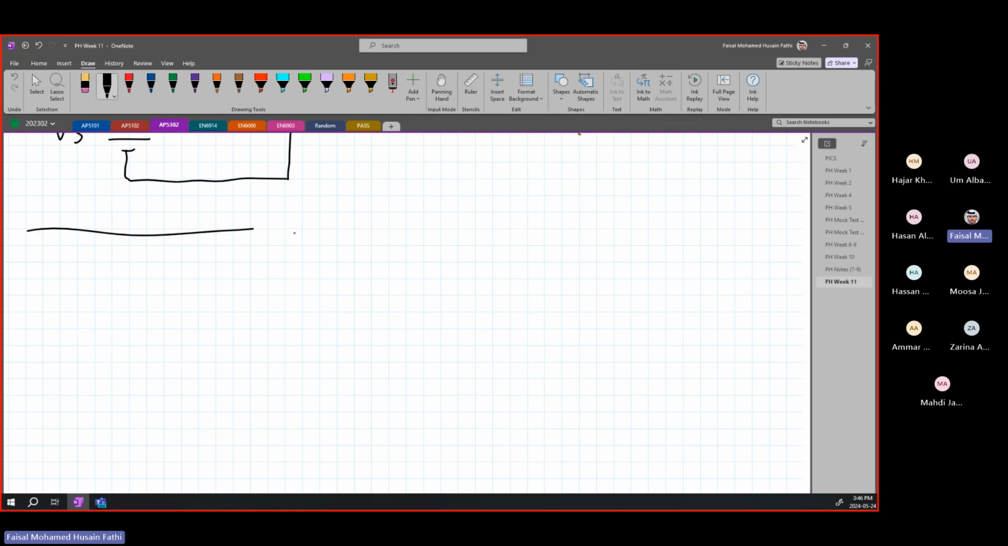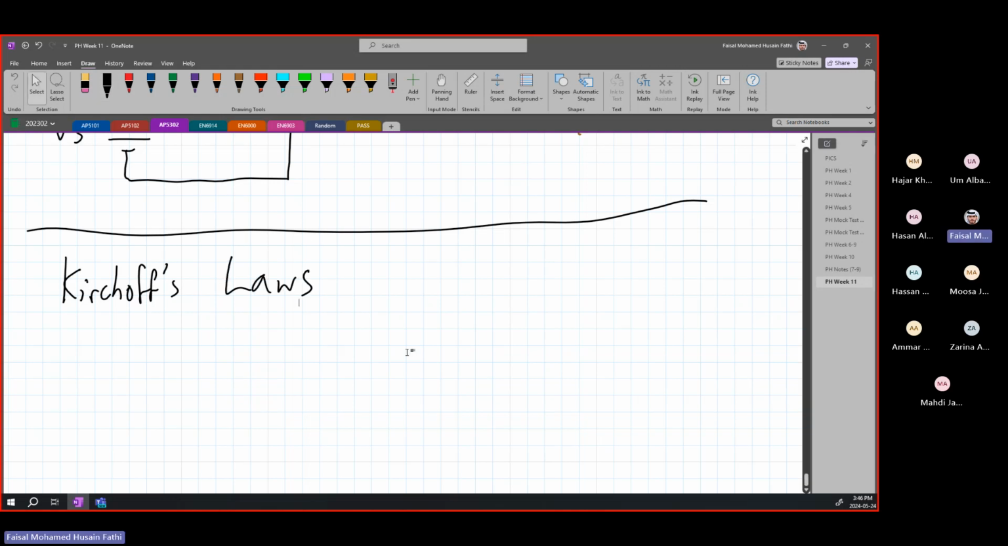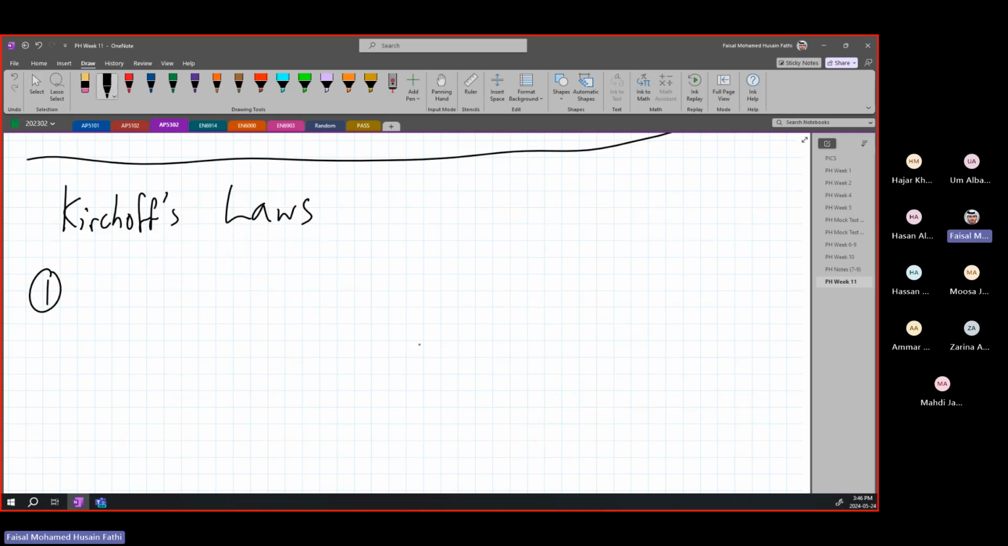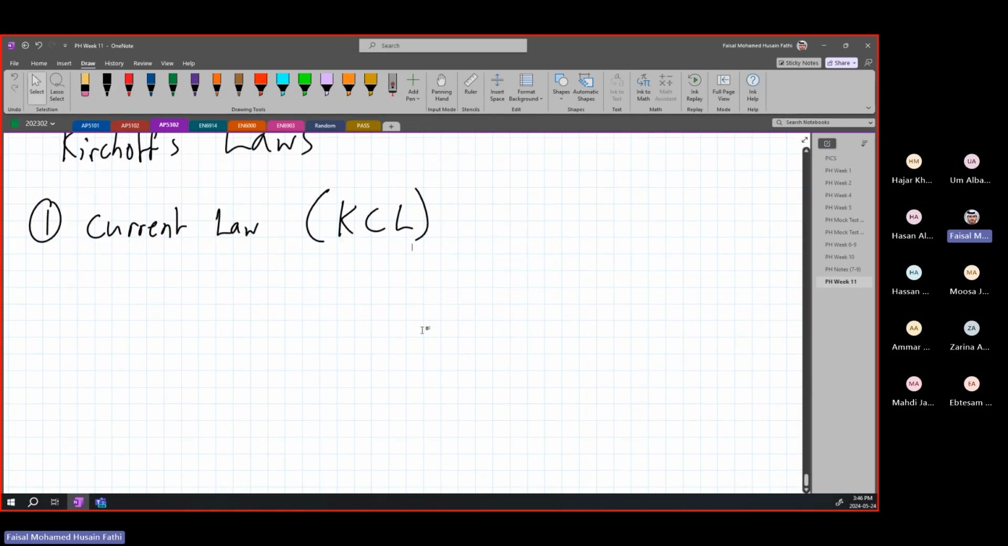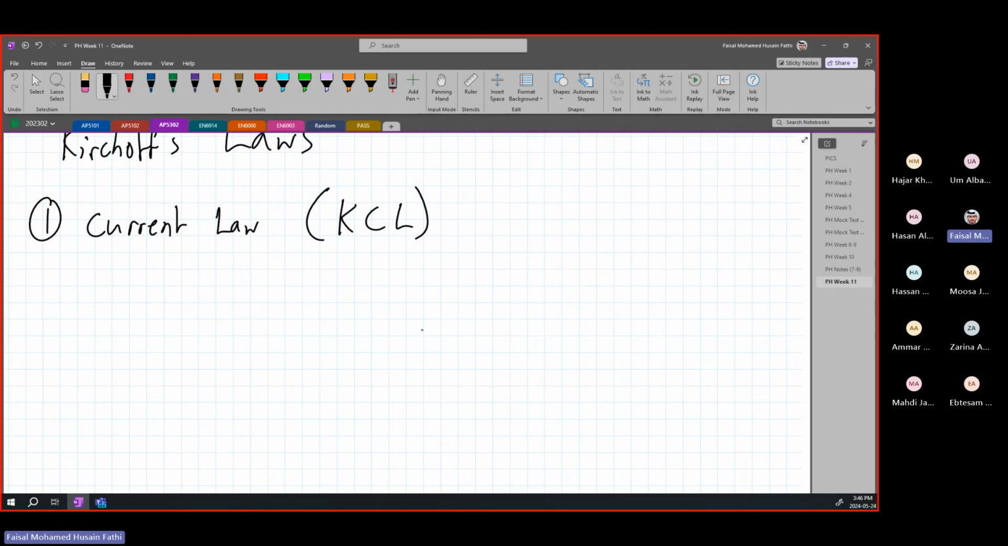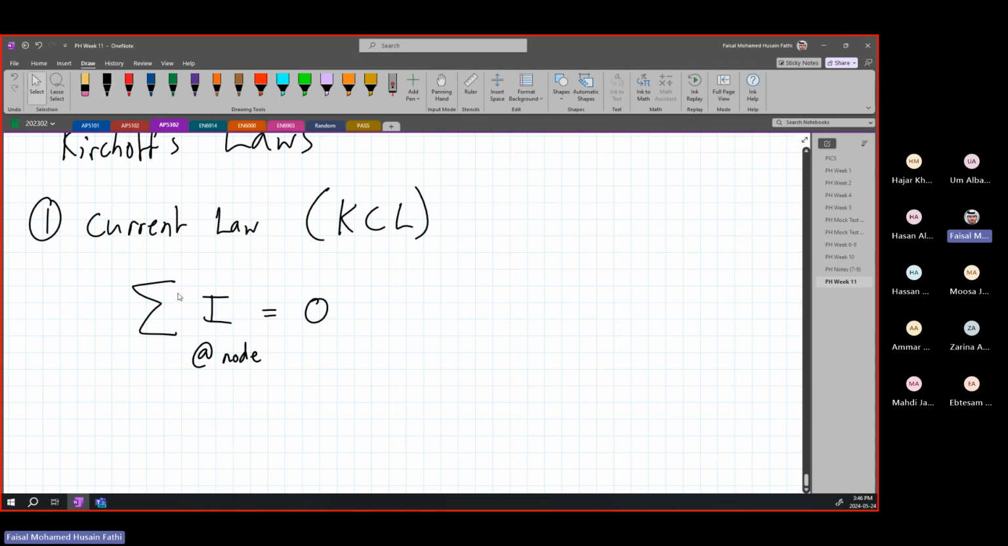So we have something called Kirchhoff's laws. We have two of them. The first one is the current law, sometimes called KCL, meaning Kirchhoff's current law. Okay? What does current law say? It says the summation of I at a specific junction or node is equal to 0 at a node. What does this mean? It means the sum.